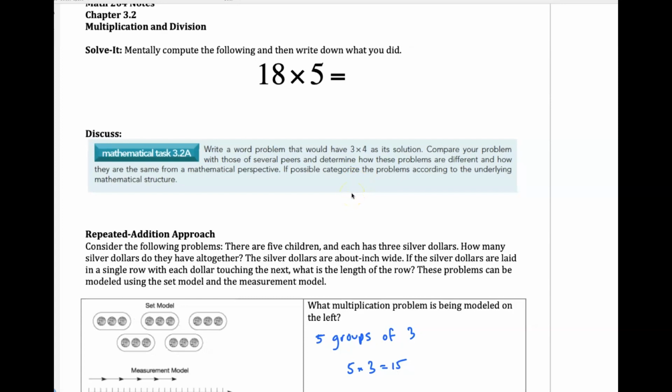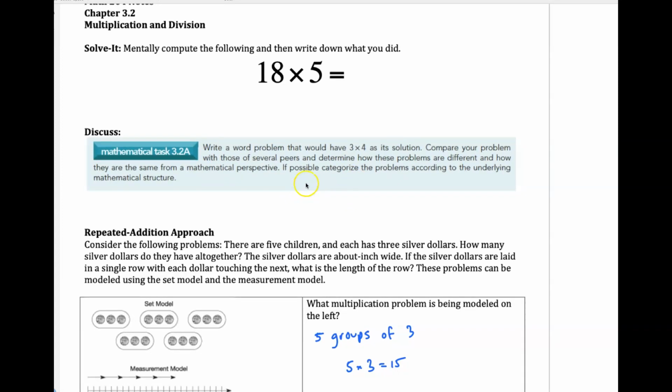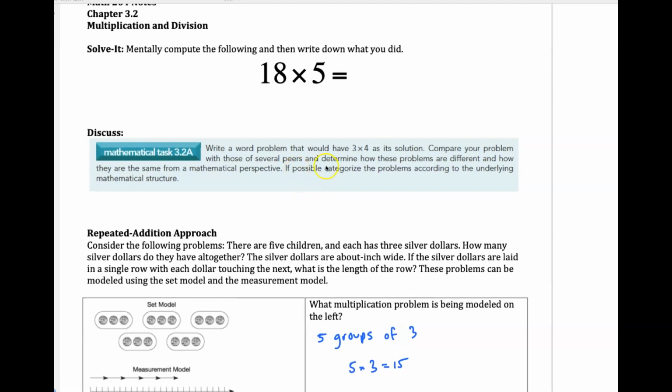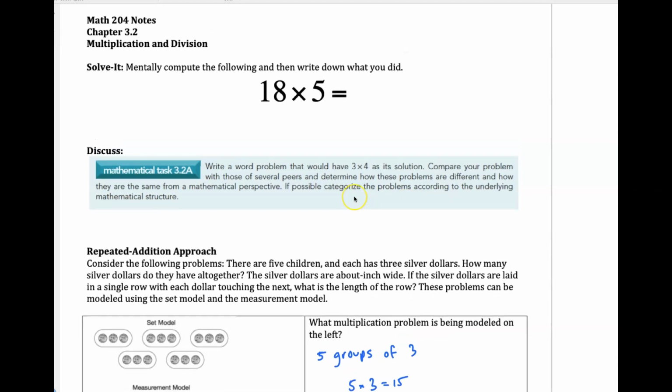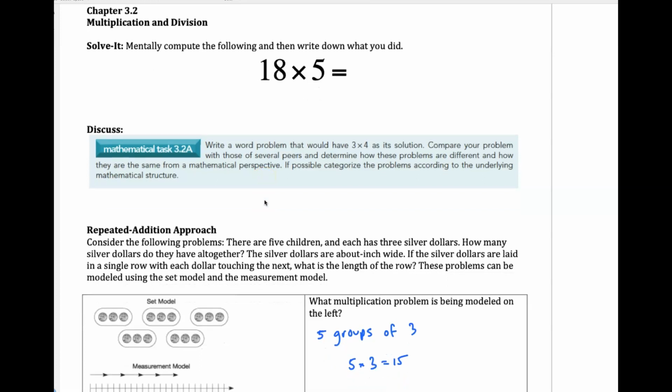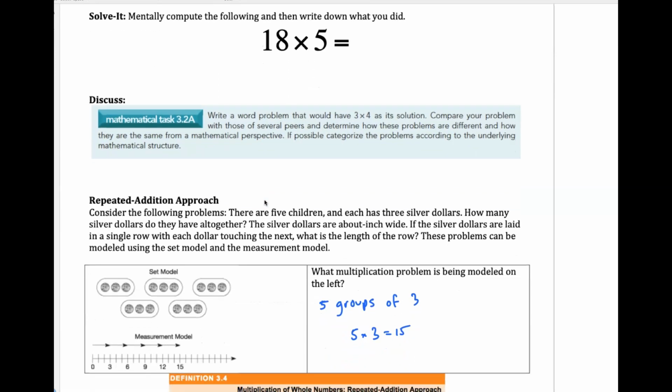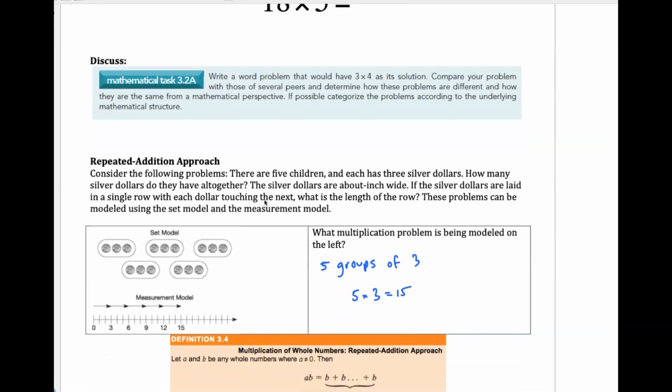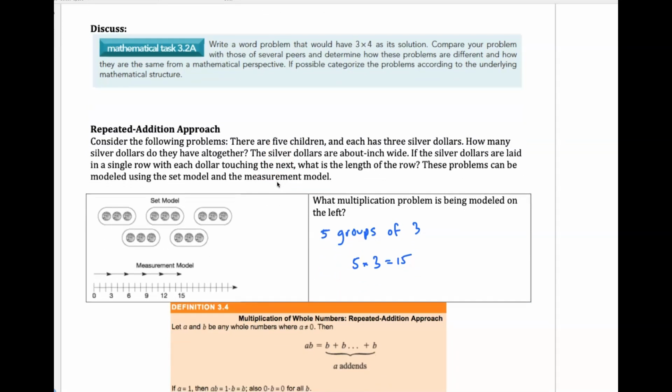How about this discussion question, or something to think about at least? What would a word problem be for 3 times 4? Think about that a little bit, but this is for a discussion in the class or with peers. Think about the type of question you would ask for that. Now, let's look at what multiplication is.